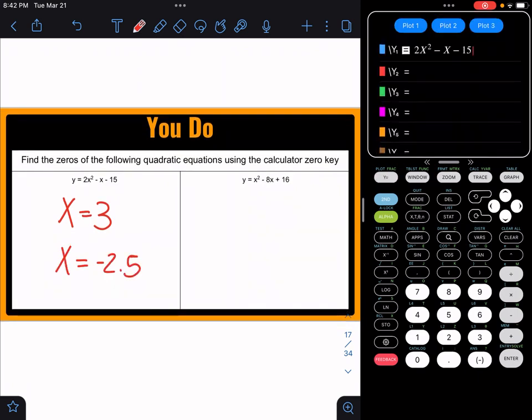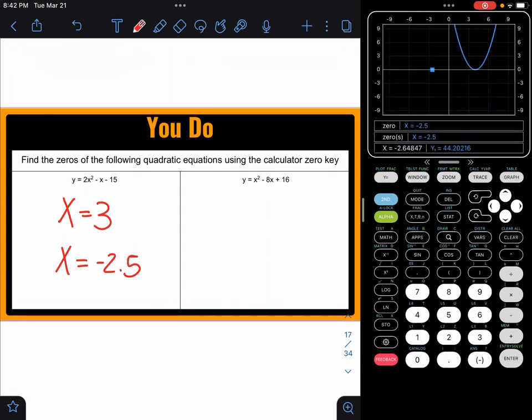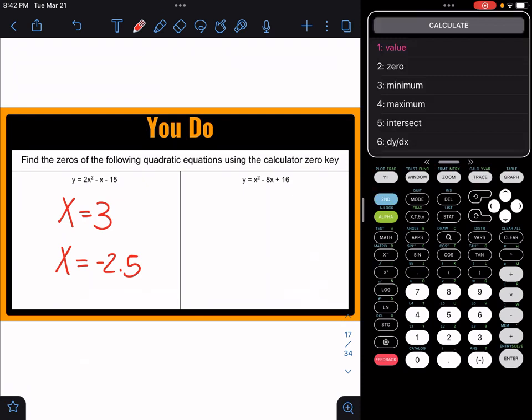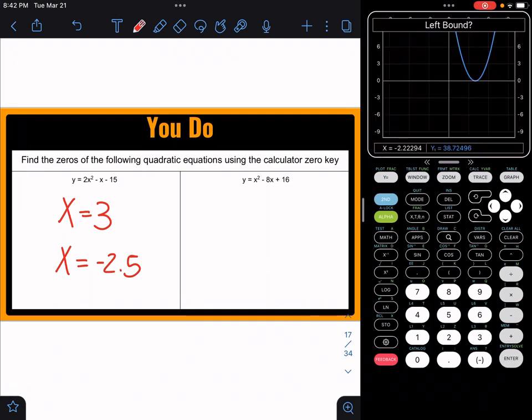And let's look at this problem right here. X squared minus 8x plus 16. If I go to graph this, I'm only going to have one answer. And my answer is going to be, let's see, analyze the 0 button. And we're going to go somewhere to the left of it.